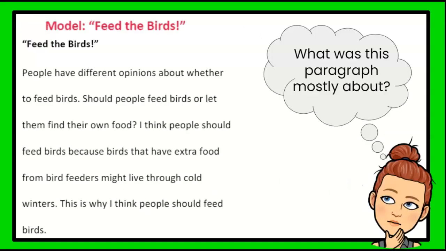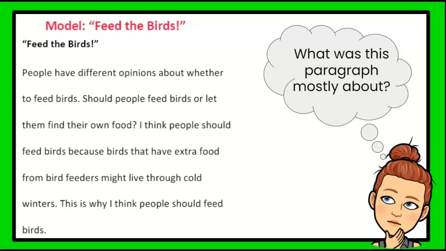Here's our model. Feed the birds. People have different opinions about whether to feed birds. Should people feed birds or let them find food on their own? I think people should feed birds because birds that have extra food from bird feeders might live through cold winters. This is why I think people should feed birds.